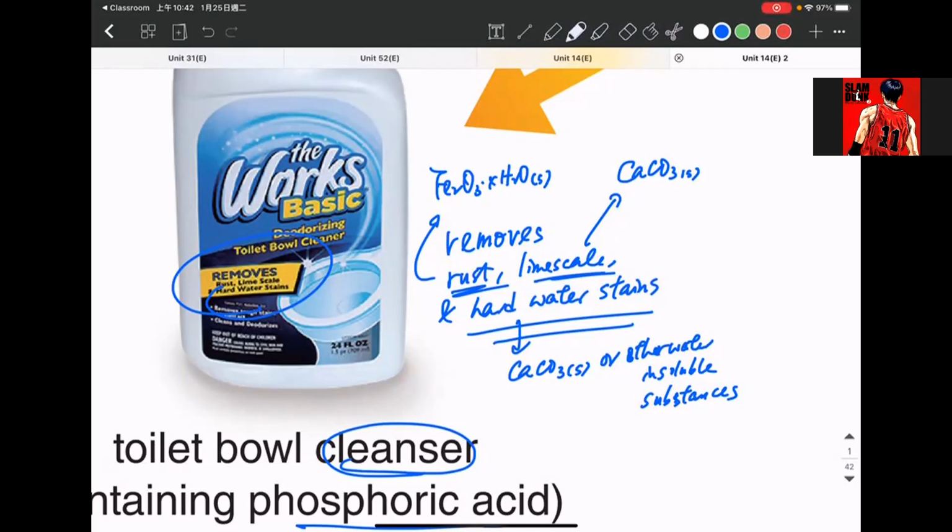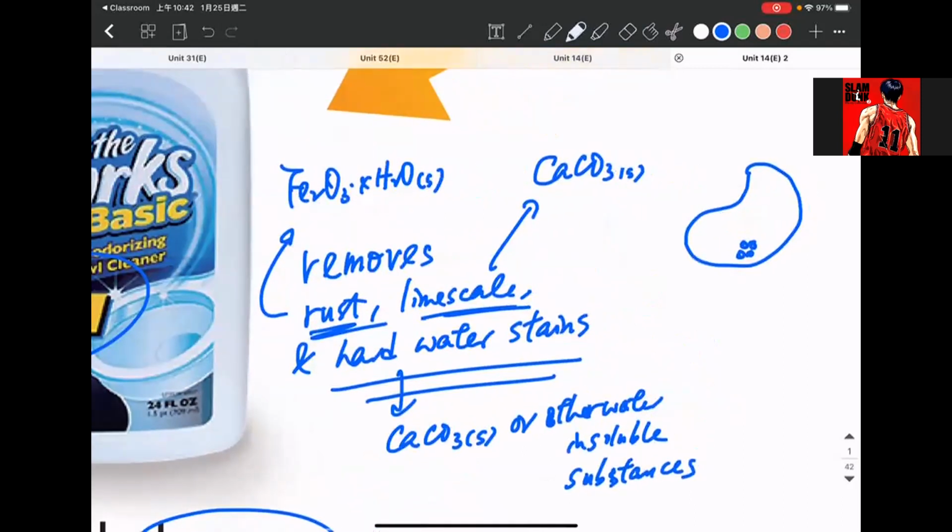So what happened to the seawater? Have you ever been to the male's toilet? We have urinals, right? While you're doing your business, you may find some solid here, maybe some solid just left behind after the water has been flushed off. So what is that? It is what we call lime scale. We have lime scale because seawater is a hard water.